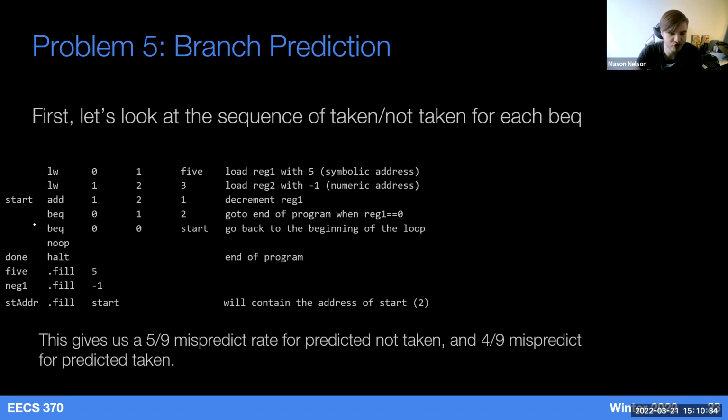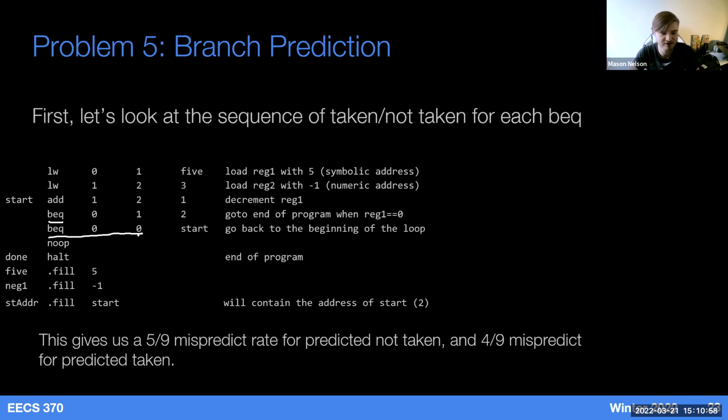So if we look at the two BEQs, this top one is conditional in that it's going to be taken sometimes and not taken other times. But if we look at the bottom one, whatever the contents of register zero are, they're always going to be equal to the contents of register zero. So this is an unconditional branch, which means that it's always taken.